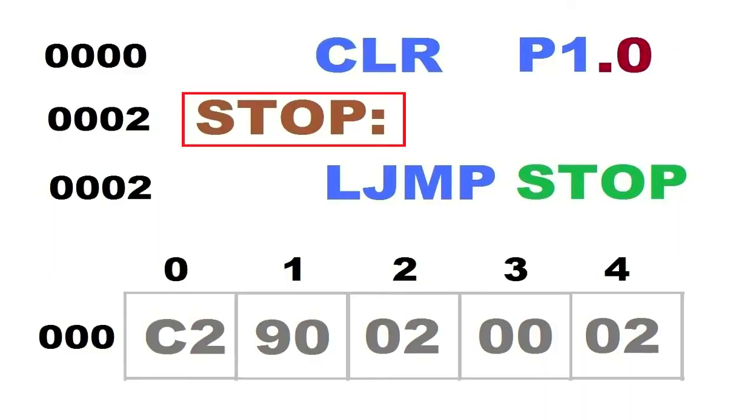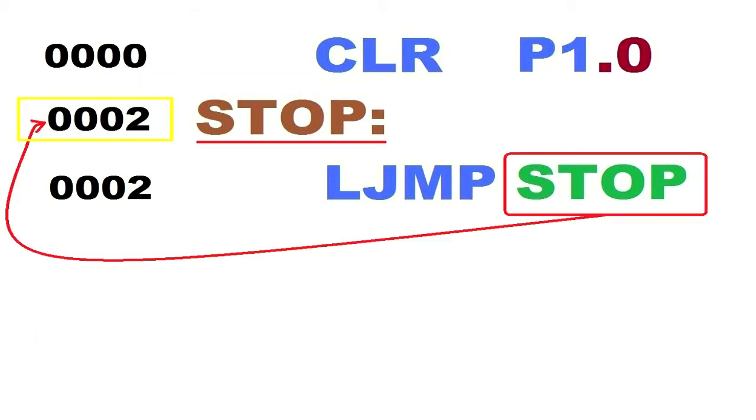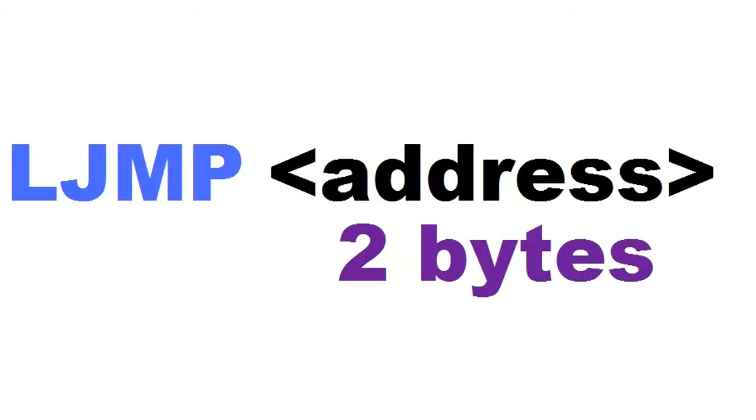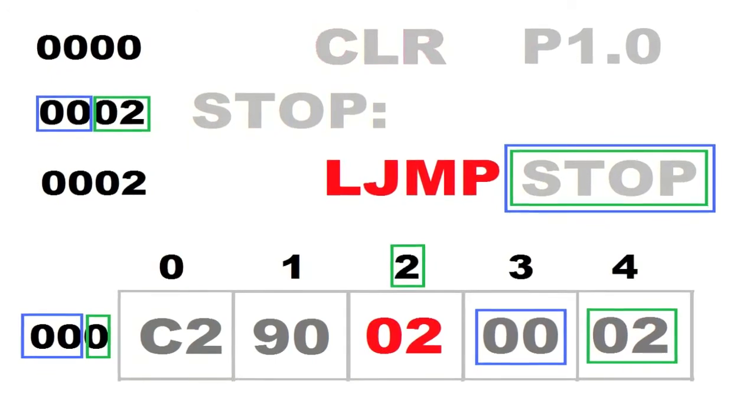Stop label is just a tag with an address. The label refers to the address. The label is not compiled, converted into machine code, so if the stop label is at address 0002, the jump to the stop label is interpreted just as a jump to address 0002. The next command is 02. 02 is the command to jump to the address, LJMP, with a 2 byte address.